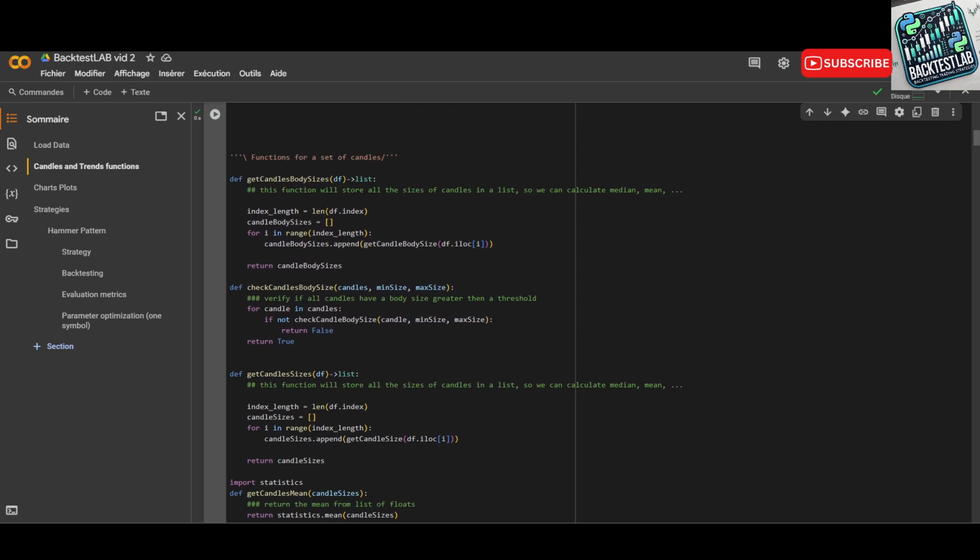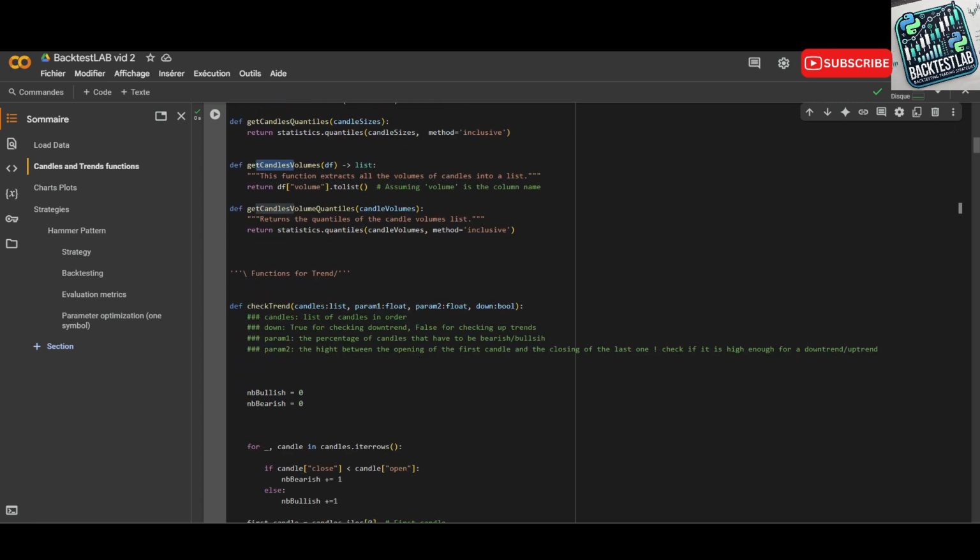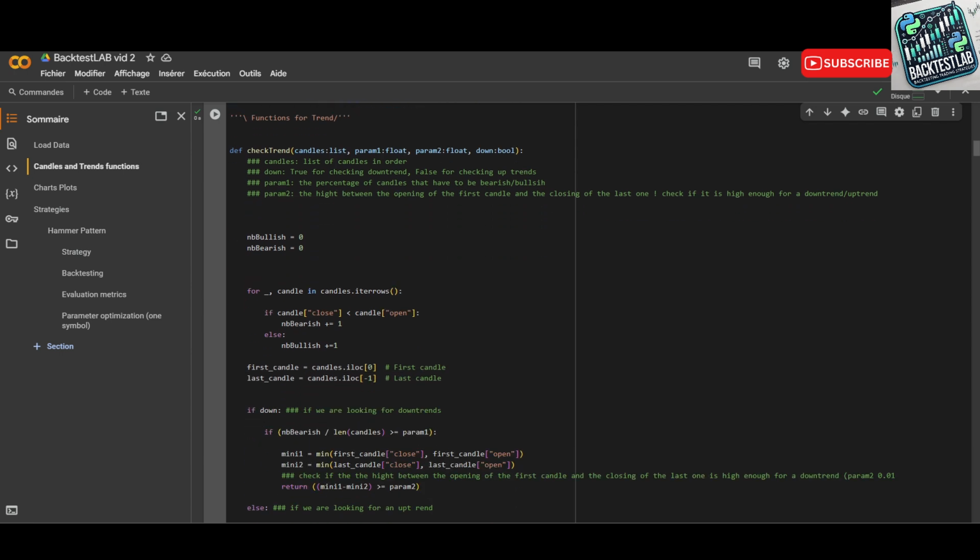So if we want, for example, to consider only candles between quantile 1 and quantile 3, which are most of the candles, we just have to pass those candles to this function, and it will tell us if they are normal candles or if they are outliers. So we can get the volume, etc. We may need this for later.